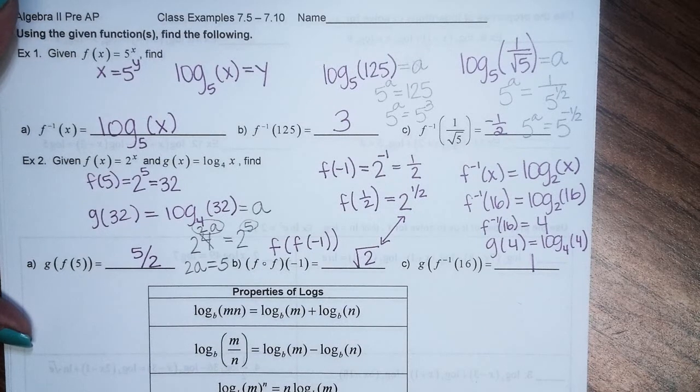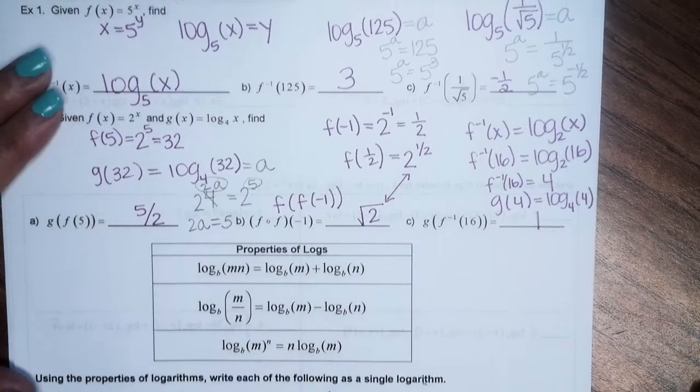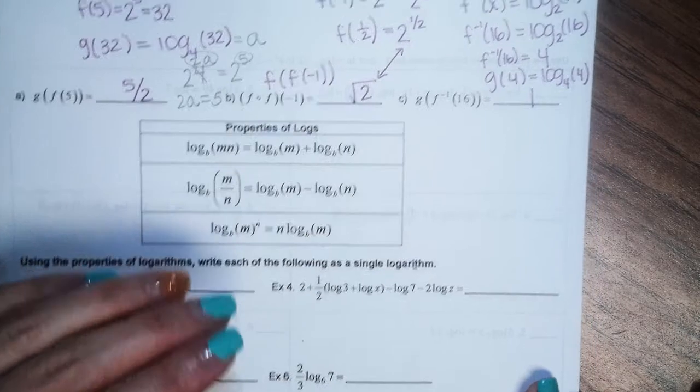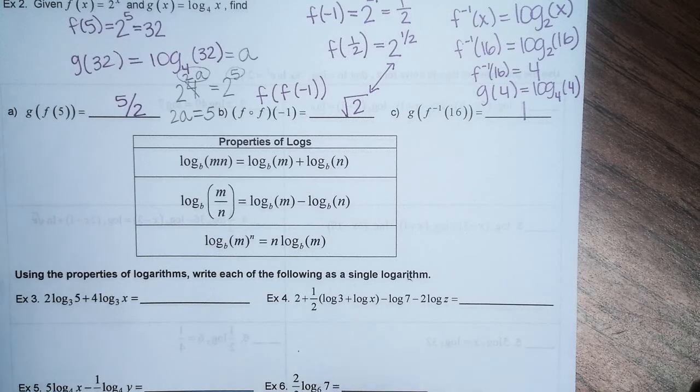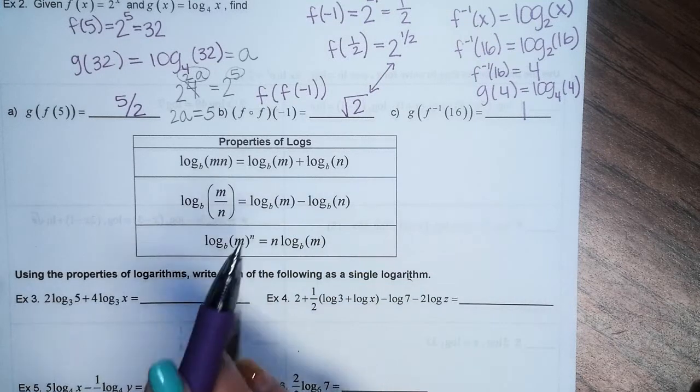And now for some log properties. Here are some log properties that you're going to have to memorize. There they are. So there are 3 properties you're going to have to memorize. Actually, there's one more that I forgot to write down. I'll show you. But here they go.